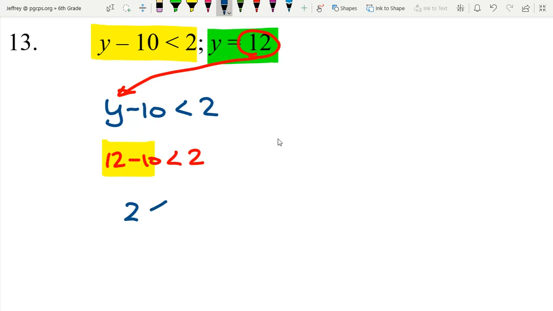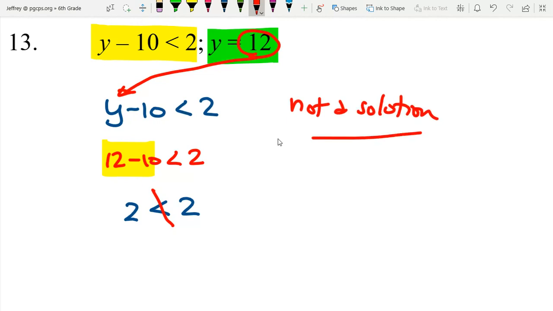So 2 is less than 2. So is 2 less than 2? Is that statement correct? Absolutely not. So 2 is not less than 2. So y equals 12 is not a solution to the inequality.